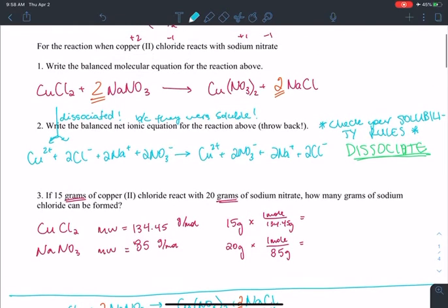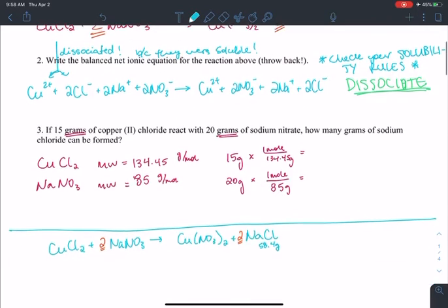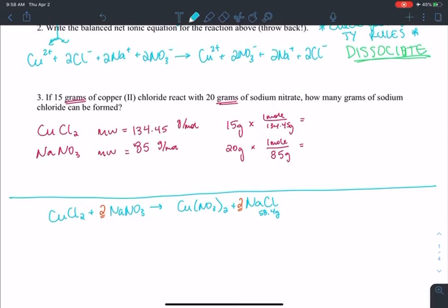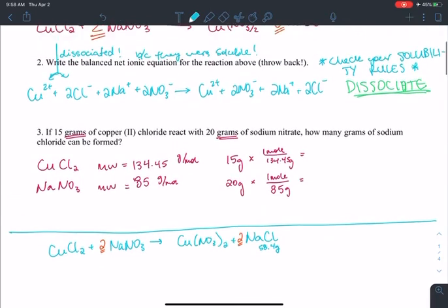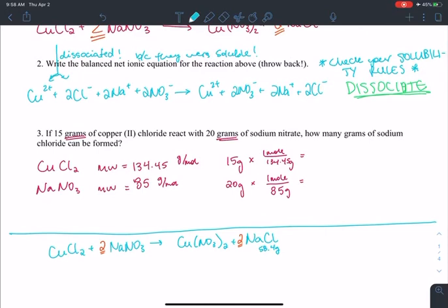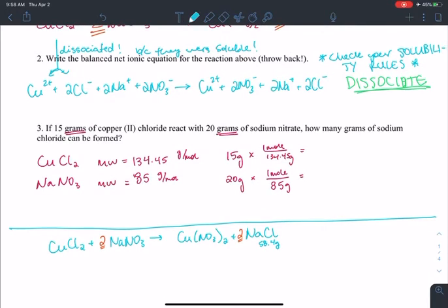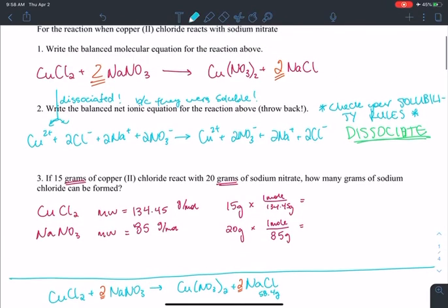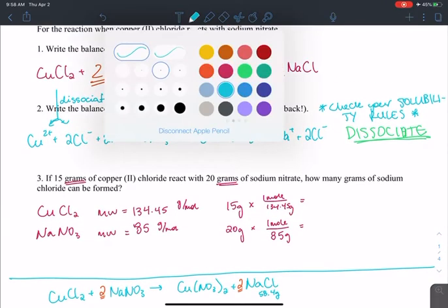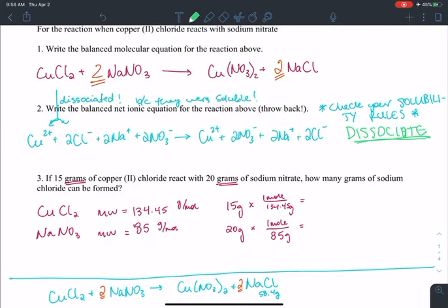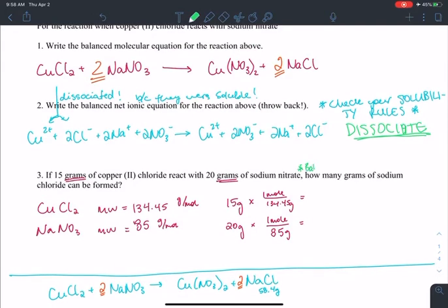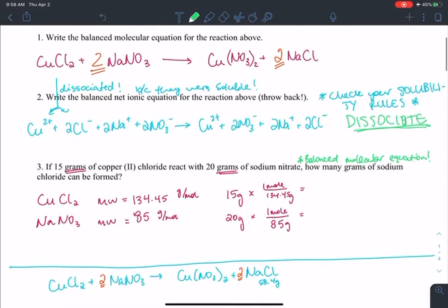Okay, so the next part of this is we're going to take 15 grams of copper 2 chloride and react that with 20 grams of sodium nitrate. And then the question is, how many grams of sodium chloride can be formed? So the important thing here is that, one, we want to look at our balanced molecular equation. The net ionic is going to be a little confusing for this one. So make sure you're looking at your balanced molecular equation.